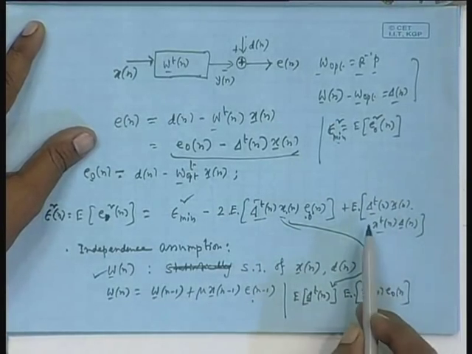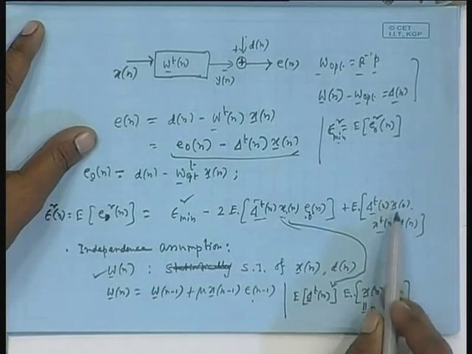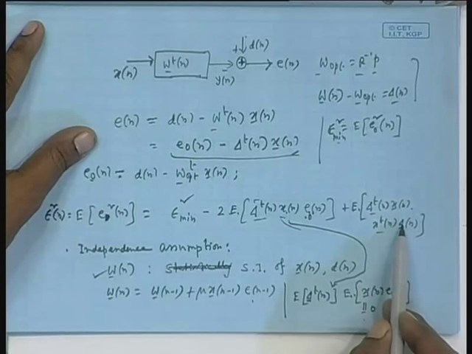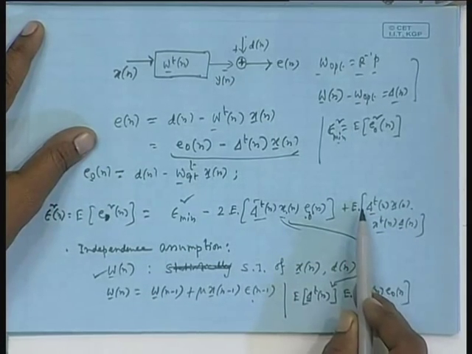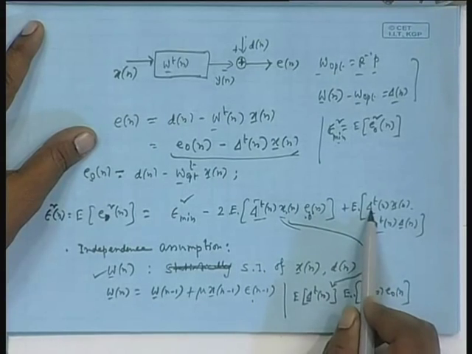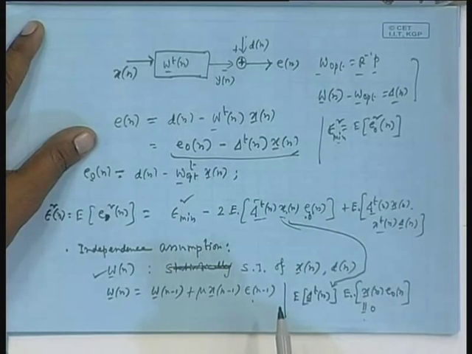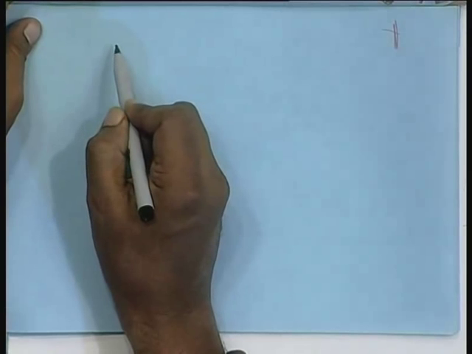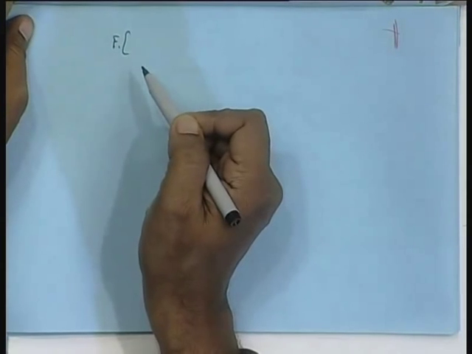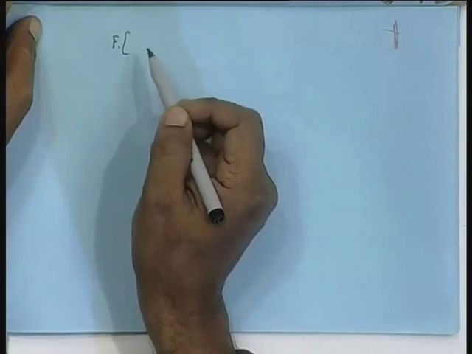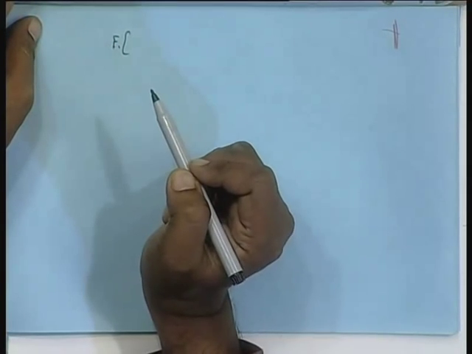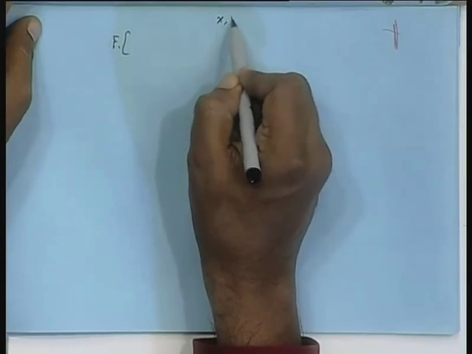You can see one thing, please look at this: delta transpose n, x n x transpose n, delta n, and E before that. How to analyze it? The only thing I know is that delta n is independent of x n. Before I do that, you will learn some trick in statistical analysis involving matrices. But before I deal with matrices, think of this. Suppose I have got two quantities x and y. x and y are statistically independent.